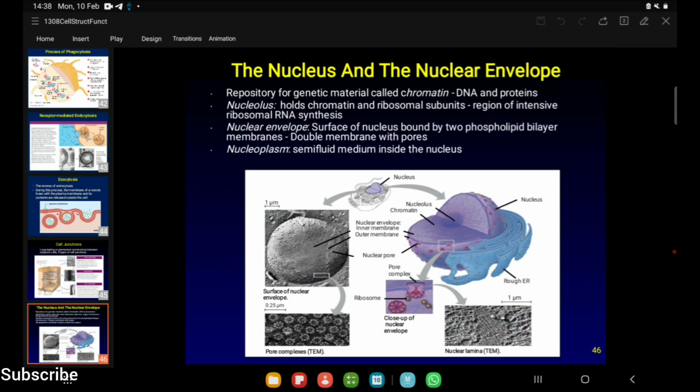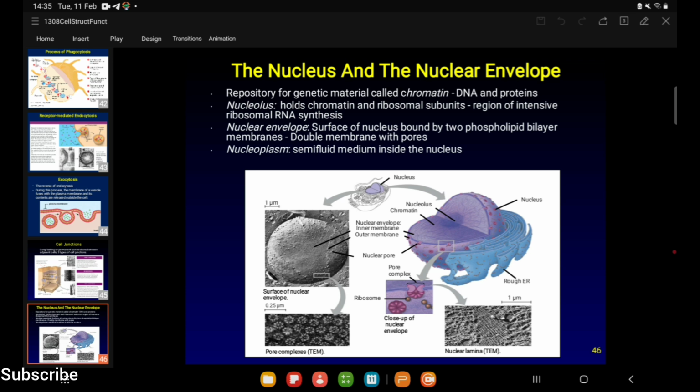The next part is the nucleus and the nuclear envelope, the repository for the genetic material called chromatin, which contains DNA and proteins. The nucleolus holds chromatin and ribosomal subunits and is a region of intensive ribosomal RNA synthesis. The nuclear envelope is the surface of the nucleus, bound by two phospholipid bilayer membranes, a double membrane with pores.